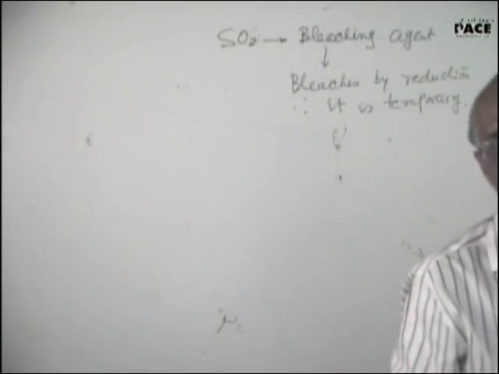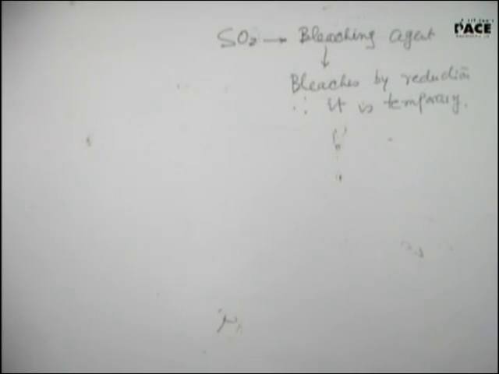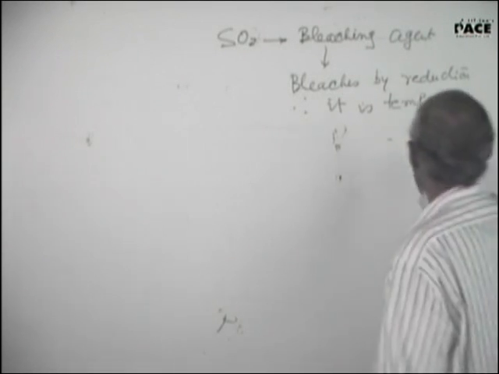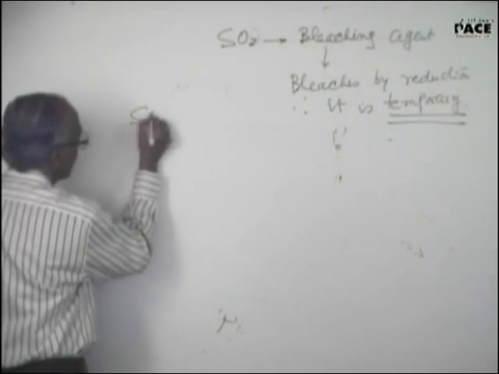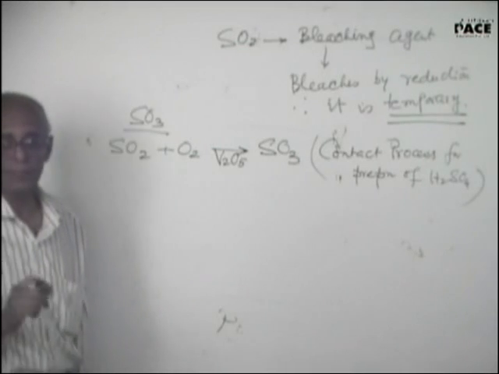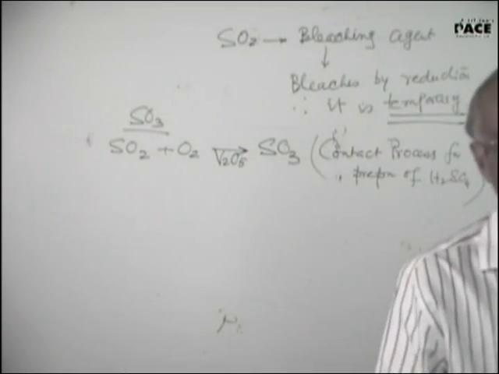Sulfur dioxide bleaches the dye by reduction. It reduces the dye to a reduced form, and if the reduced form of the dye is colorless, it bleaches. But atmospheric air will further oxidize the product, and that is why it is temporary. So the bleaching by reduction is temporary because atmospheric air will bring it back to its oxidized form, which is colored. Sulfur trioxide. Sulfur trioxide is used for preparation of sulfuric acid.